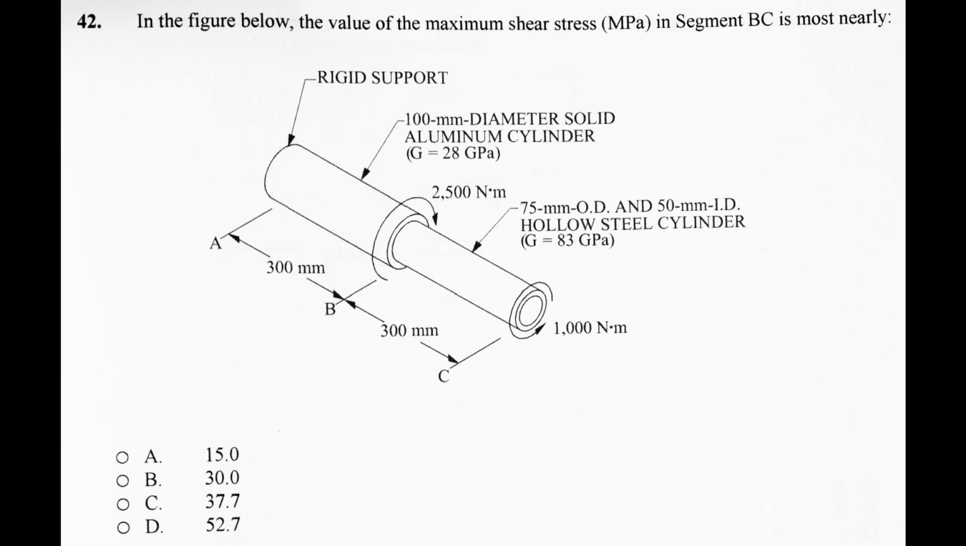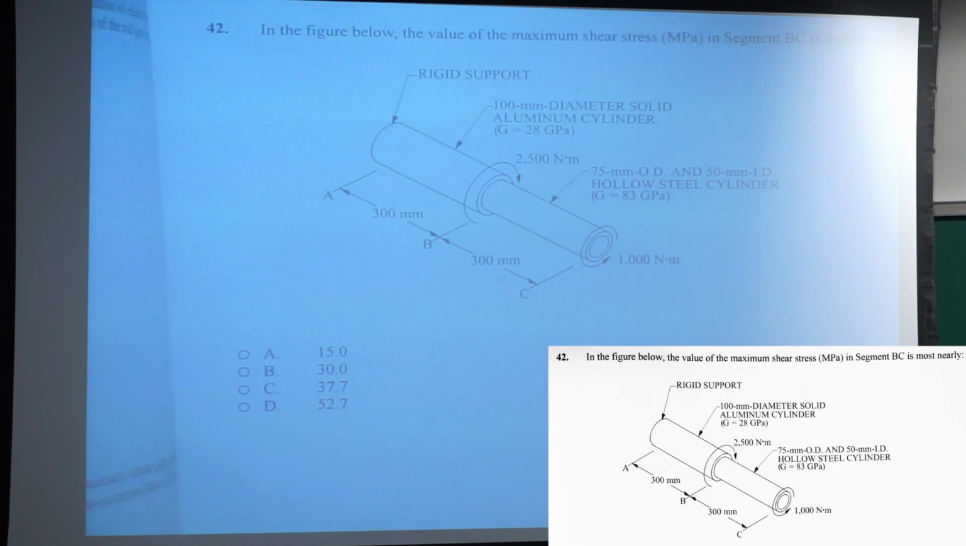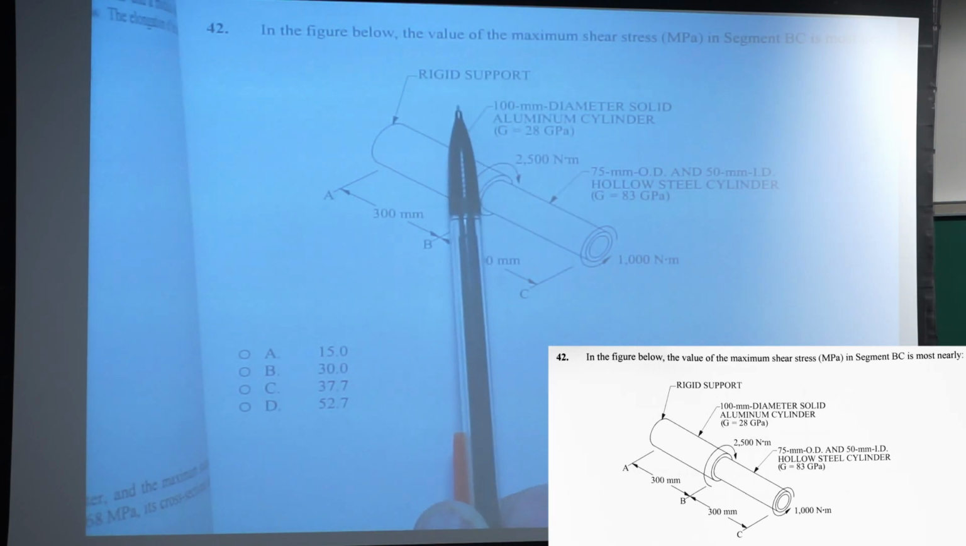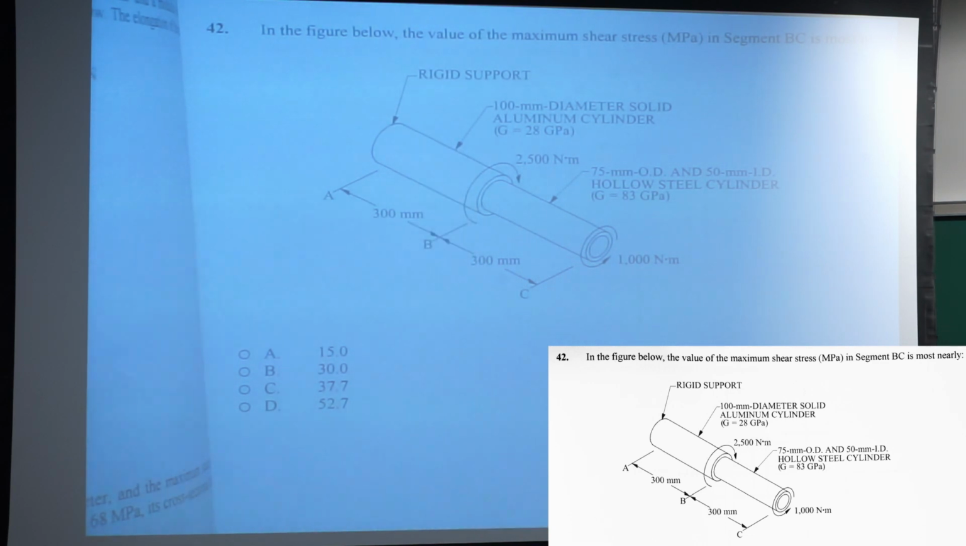In the following figure, the value of maximum shear stress is most near. Okay, so what's the first thing you're going to need to do here? Well, I would argue it's not even that. You need to know what that reaction is. It's told you rigid support, but you got 1,000 going one way, 2,500 going the other way. That means you need 1,500 going this way on this thing. So you need to know that first before you do any cuts or anything.